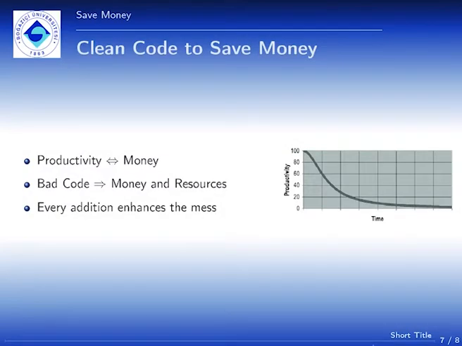Most companies don't realize that productivity is directly related to money. Having bad code at hand decreases productivity because developers spend time and resources to understand the code. Furthermore, every addition to the development enhances this mess. In the end, you can see that productivity falls over time. It's obvious to see in this graph that the cost would be increasing. Companies hire new employees when the productivity falls. However, this only increases the cost. The real solution is encouraging clean code.